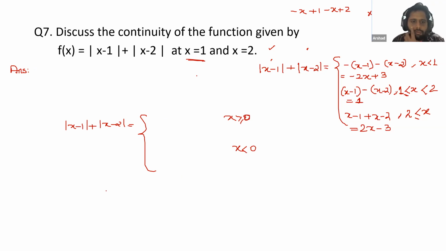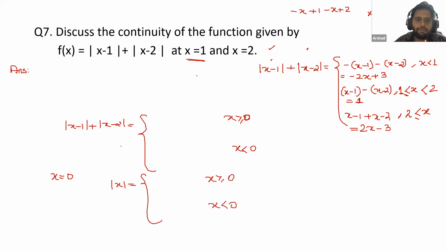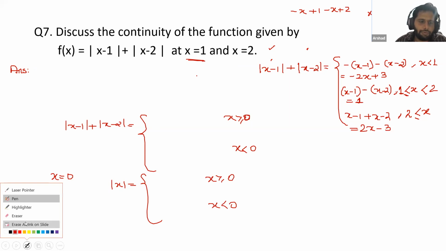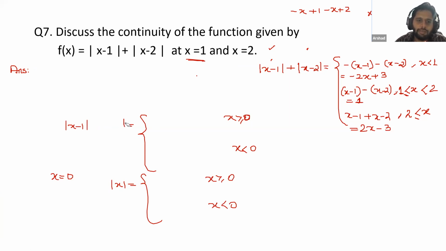Always remember, when we discuss the modulus, why have we taken 0? Because the expression inside this modulus is x. So whatever expression you have inside the modulus, always equate that with 0 so that you will get a reference point. For this one, the reference point is 0. That's why we have taken x greater than or equal to 0, and x less than 0. Now we will separately analyze these mods.